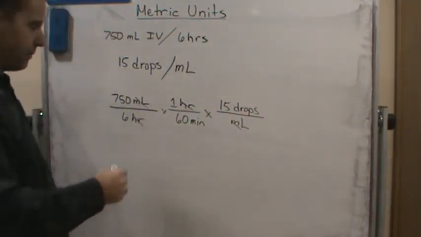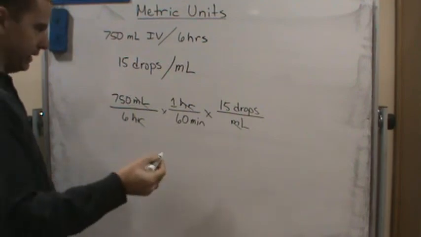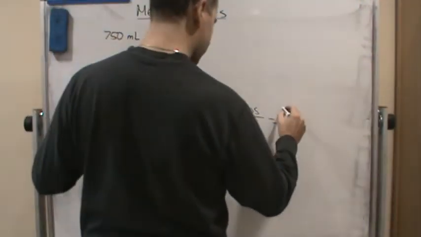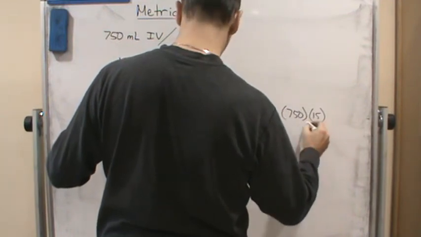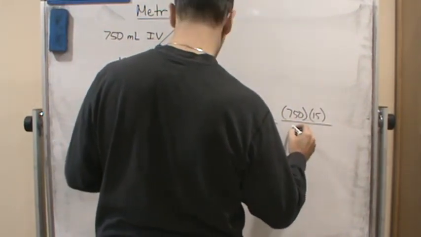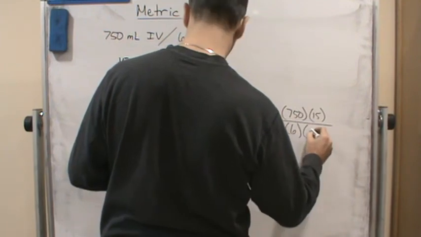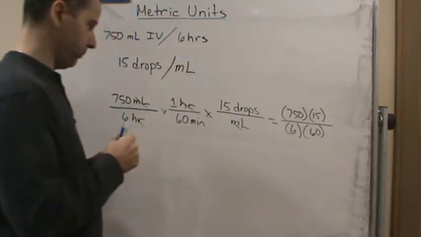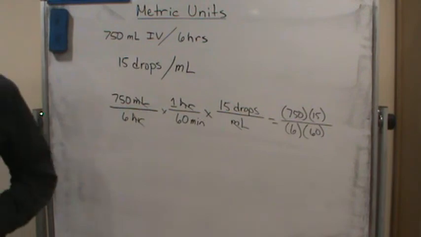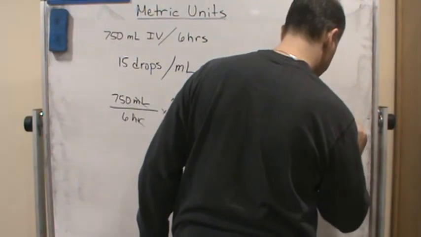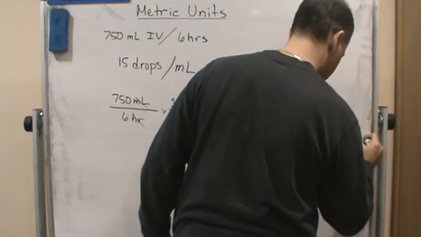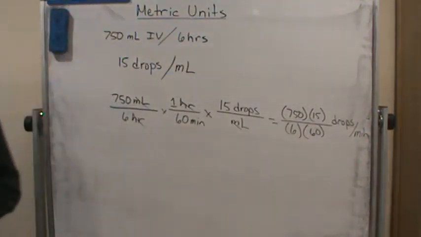And all we have to do is multiply across the top, multiply across the bottom, and divide. So it's going to be 750 times 15, and then divided by 6, and divided by 60. And so what do we get when we stick that in our calculator? Oh, by the way, this is drops per minute. So now the units are drops per minute. And so what do we get? We get approximately 31.25 drops per minute.